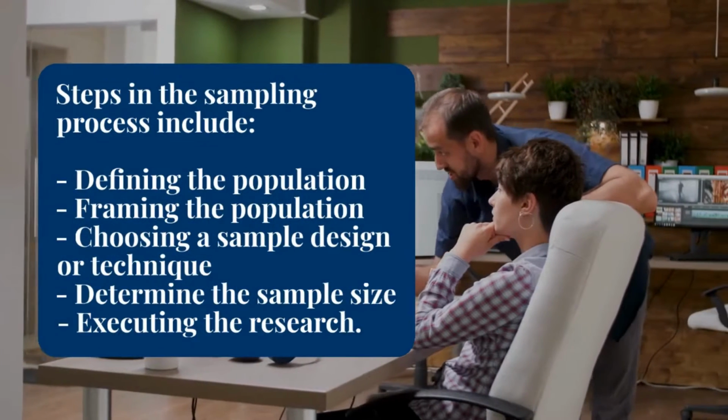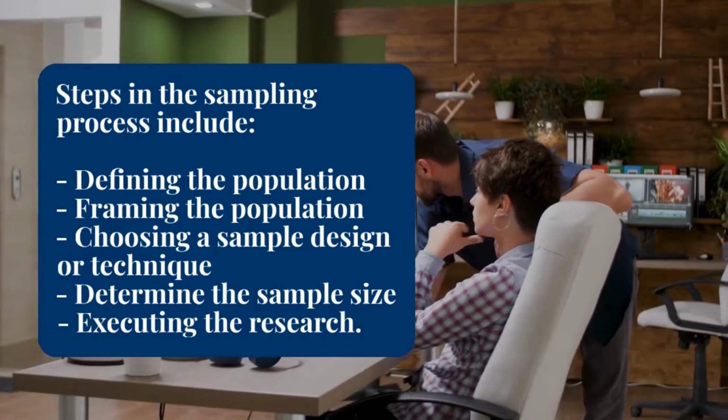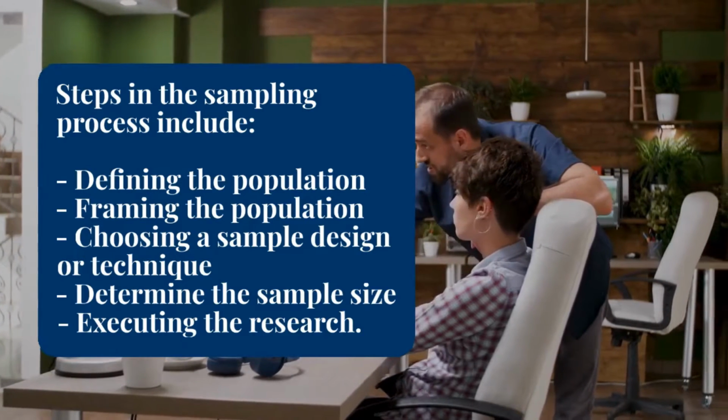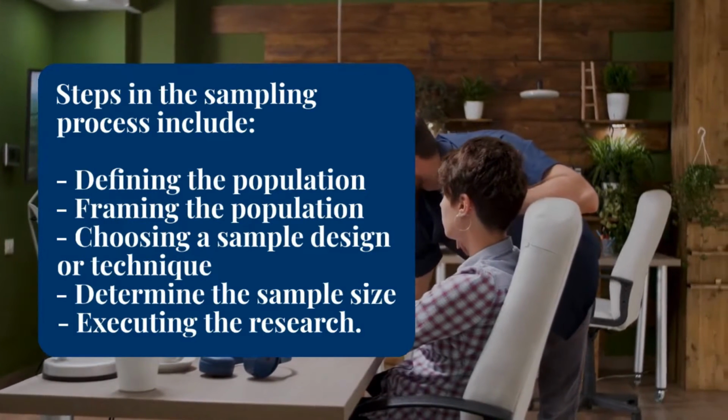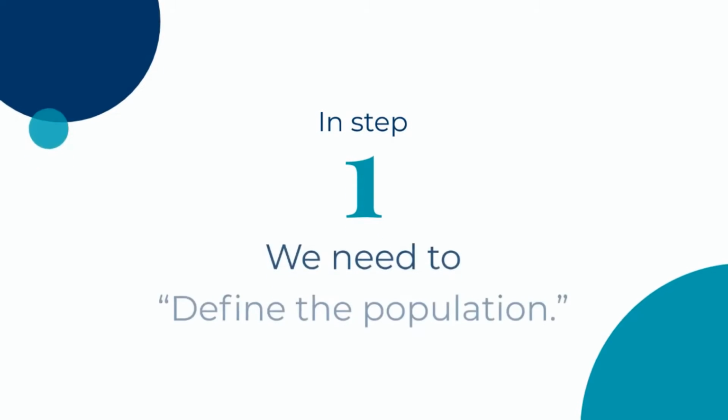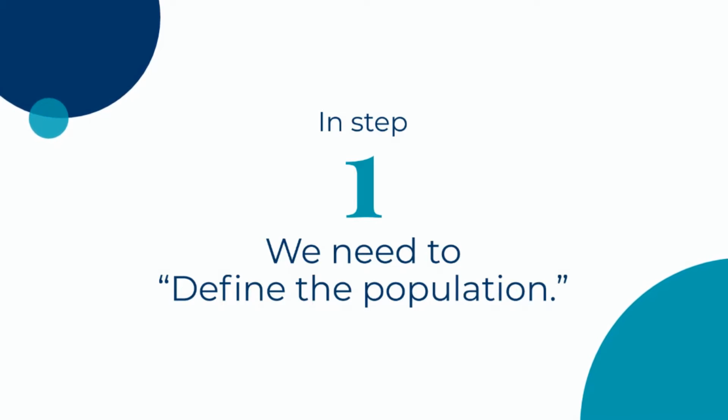For greater context, steps in the sampling process include defining the population, framing the population, choosing a sample design or technique, determining the sample size, and executing the research. In step 1, we need to define the population. The first step of the process is where the researcher must specify the population to be studied.